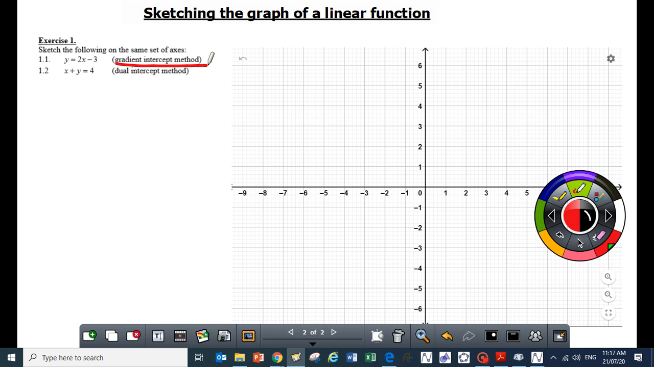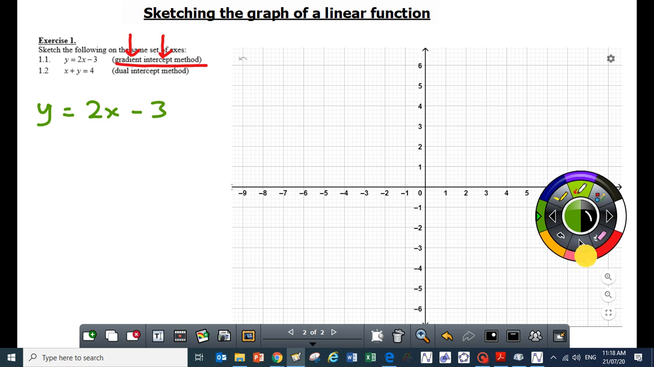Use the gradient together with the y-intercept to sketch the graph. Alright? So, for 1.1, our equation is y equal to 2x minus 3. I want you to pay attention very carefully because I'm going to sketch now using the gradient-intercept method.